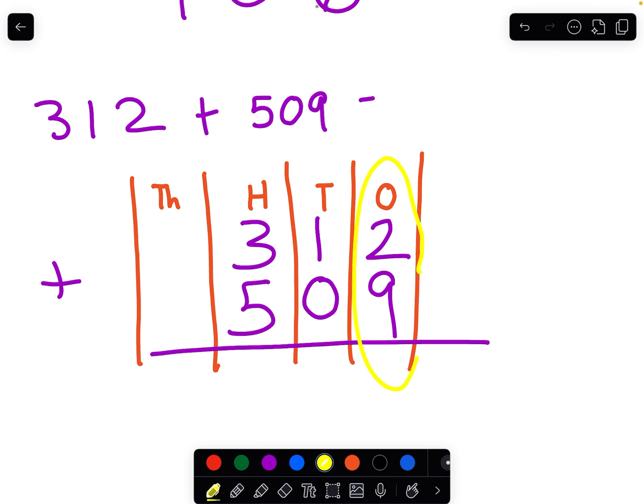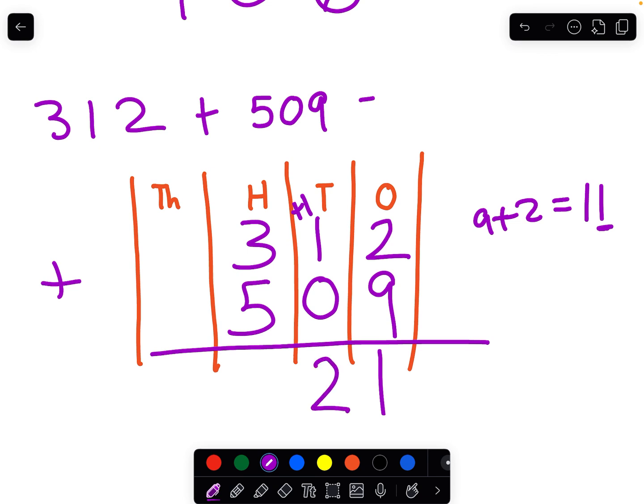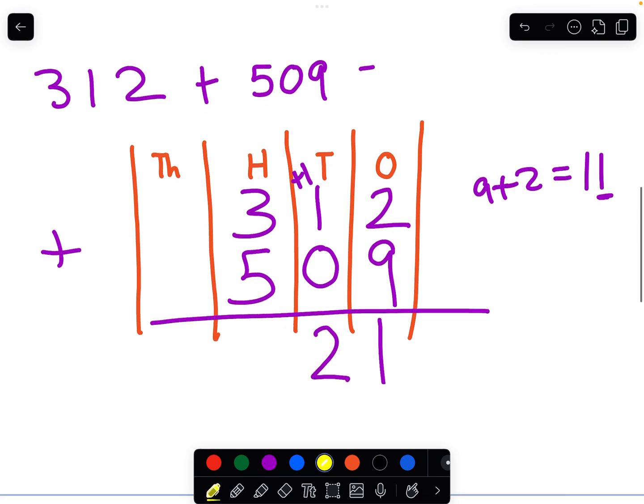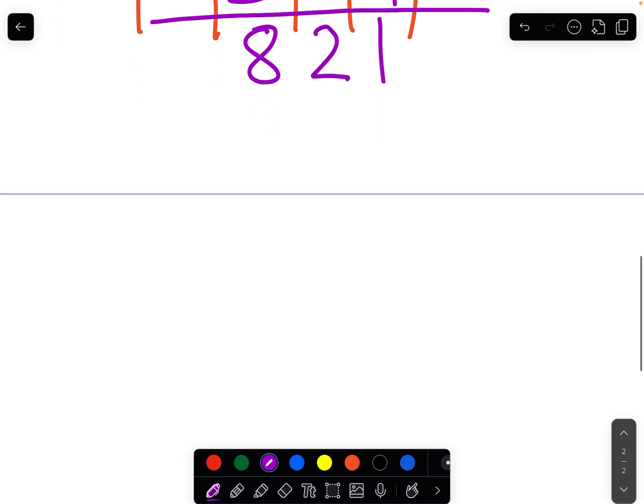Going to start over here. What's 9 plus 2? Well, that's 11, which means I need to regroup. Whatever is in the ones place, I drop it down here, and I carry the 1. I'm going to put a plus 1 over here. 1 plus 1, that's 2. No regrouping needed. And now I'm on to the hundreds place. What's 5 plus 3? Well, that's 8. So what's my answer? 821. Not too bad, right?